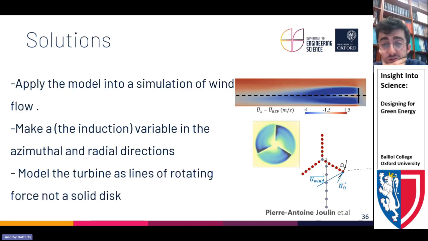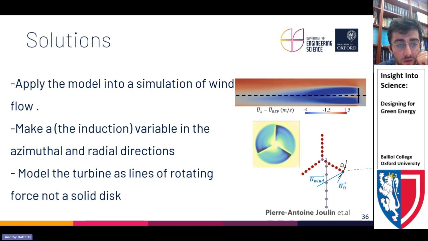But there are some solutions. So these are from some of my simulations. You can apply the model into a simulation with actual wind flow. So we use the same maths, but we now apply it to a model which actually has air in it that we're flowing over it. And we can see how it develops downstream, how it recovers. And that's much more useful when we start putting these tangential forces in.